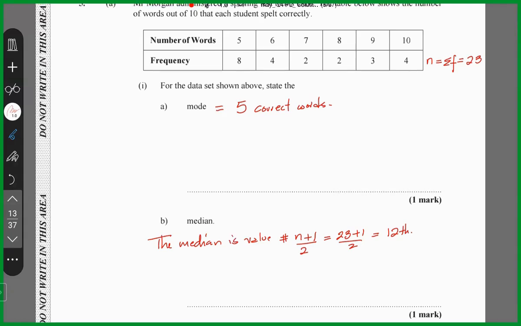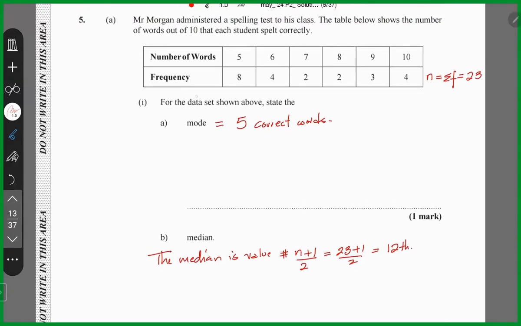But to get that, I need cumulative frequency. For this level, the cumulative frequency is 8. Now 8 plus 4 is 12. Cumulative frequency means that you're going to add the frequencies. 12 plus 2 is 14. 14 plus 2 is 16. 16 plus 3 is 19. 19 plus 4 is 23.